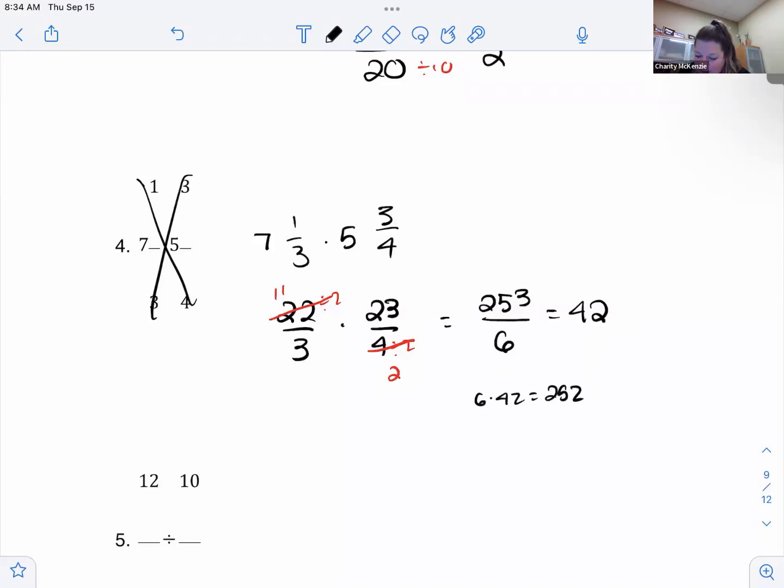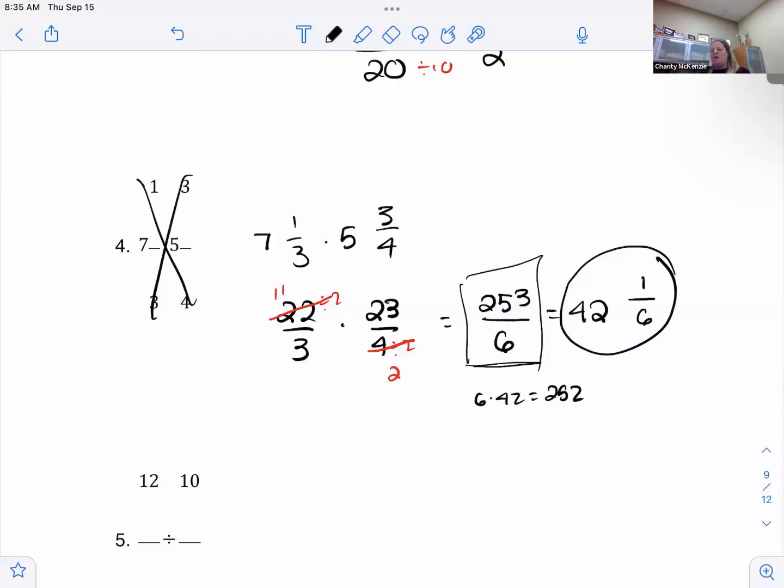How many more do I need to get to the 253? 1. So I have 1 remaining out of 6, 1/6. And you can divide the 1/6 and make sure the decimal matches the 42.1666 repeating. That is 1/6. Okay, so this is your final answer. This could have been as well, just depends on the notation that it wants.